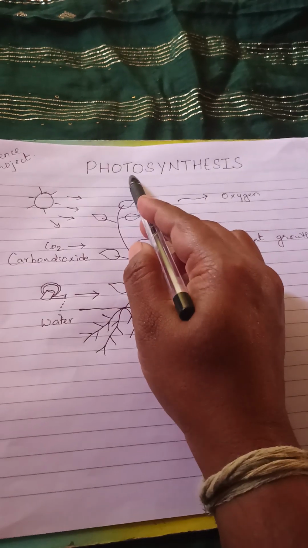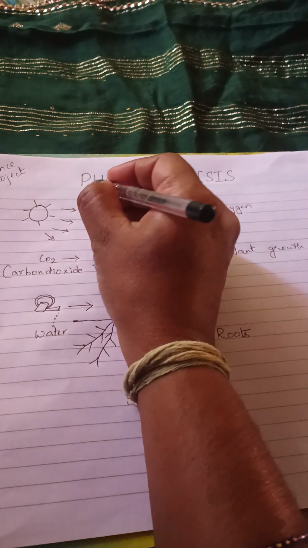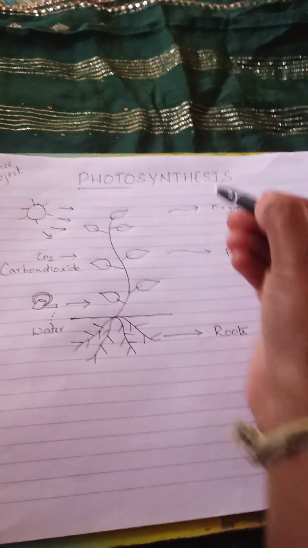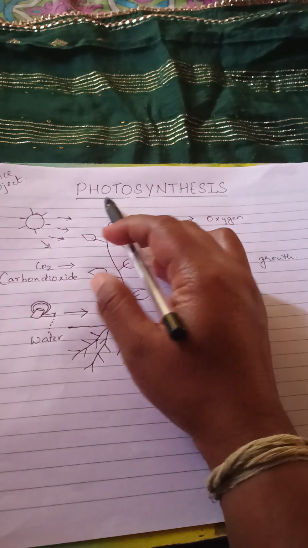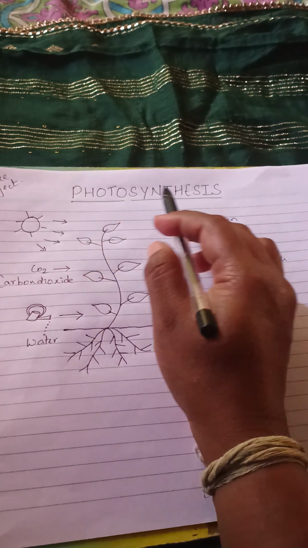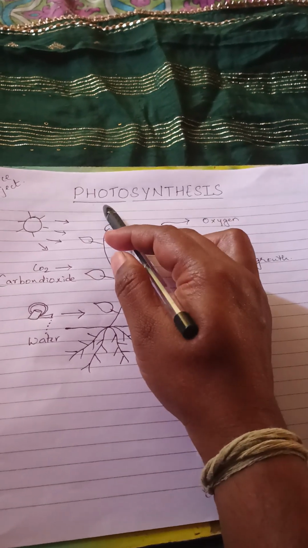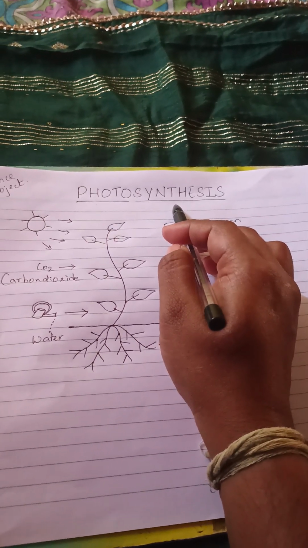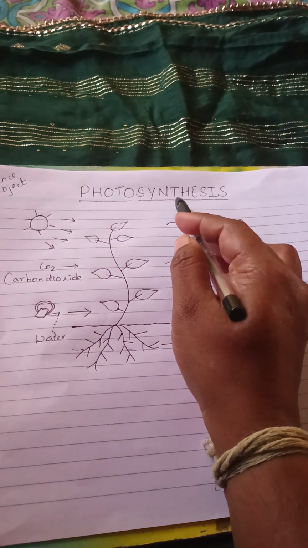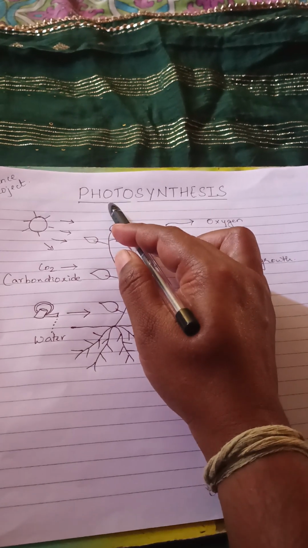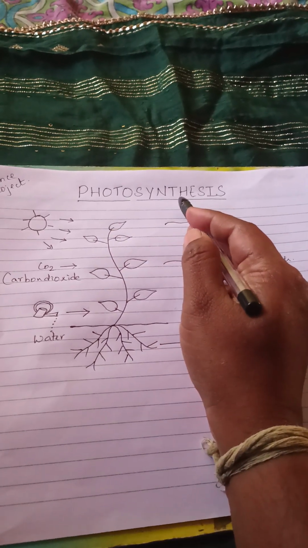Photo means light. Understanding the topic, photo is light. Synthesis means preparing. So, in the presence of light, preparing the food is called photosynthesis. Understood? Photo means light. Synthesis means preparing or making. So, in the presence of light, it is preparing its food.